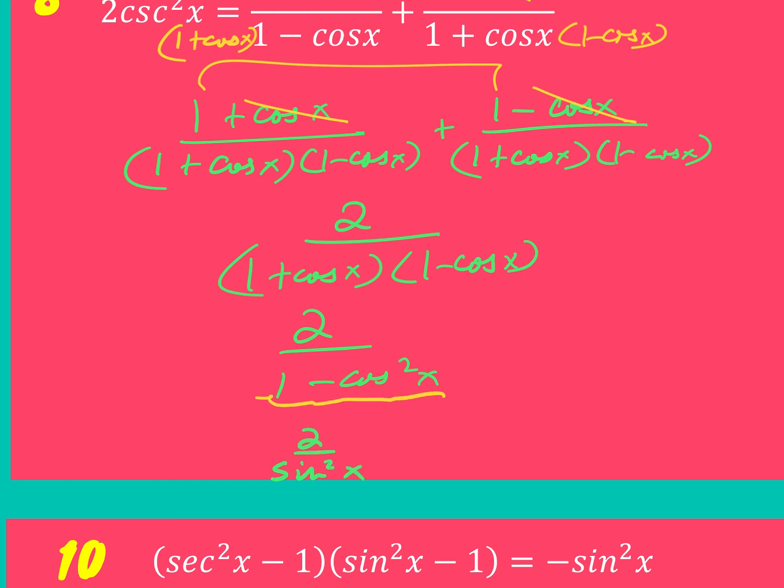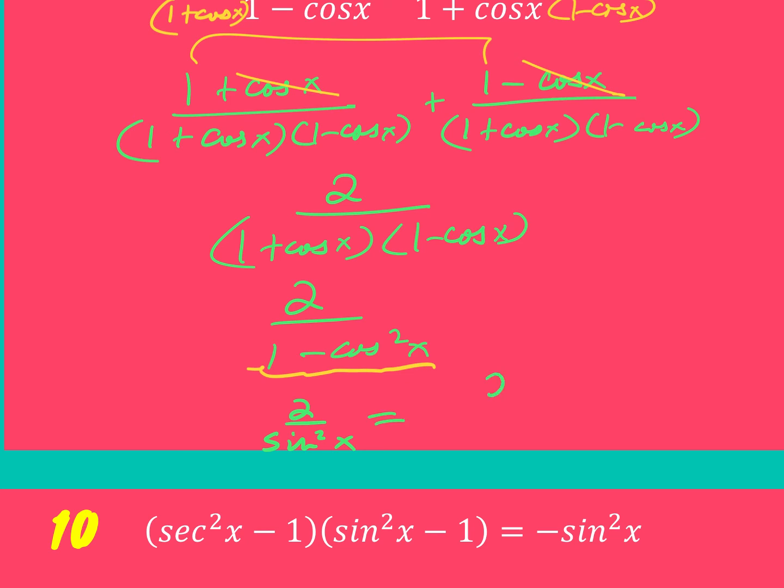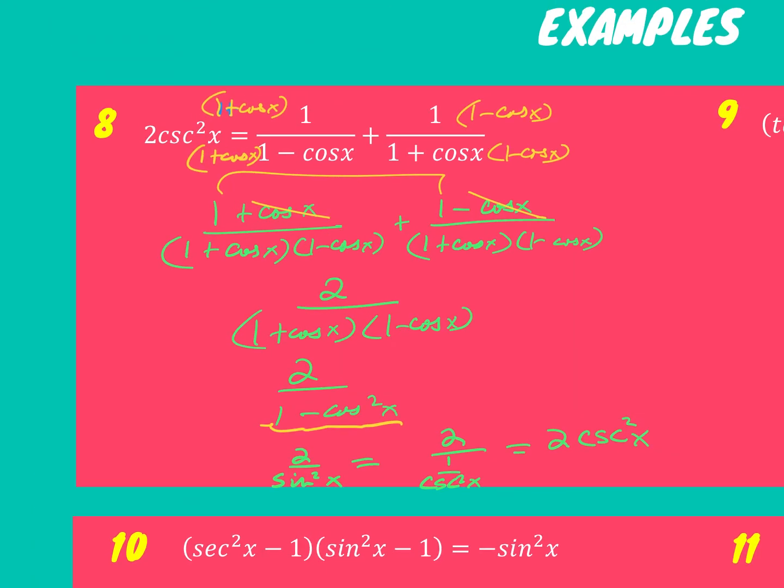And then remember that the reciprocal for sine is cosecant. So then it'll end up being 2 over 1 divided by cosecant squared x, and then flip it. And then it becomes 2 cosecant squared x. And that's what we had on the left side, so it verified. Let's try number 9.